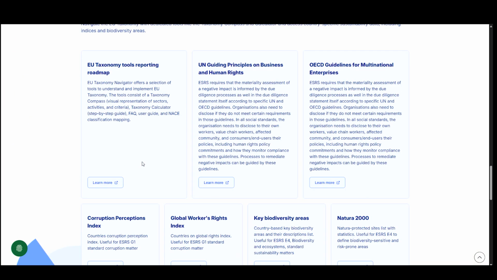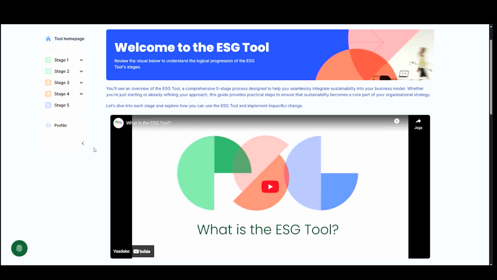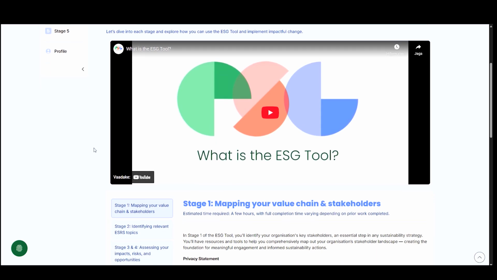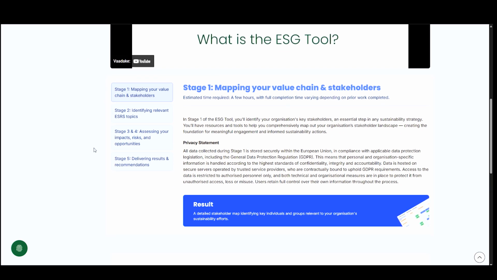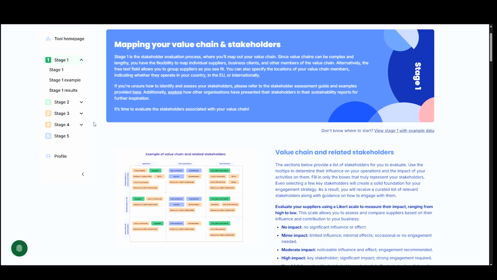But then the tool itself is here. It also has a lot of helpful materials, explanations, and videos of what is expected in each stage. The first stage is stakeholder mapping, also looking at the value chain. They have these linked, the guidance and the examples. So I suggest you open all of these links here. They have an example with one IT company to give you an idea of what this could look like.